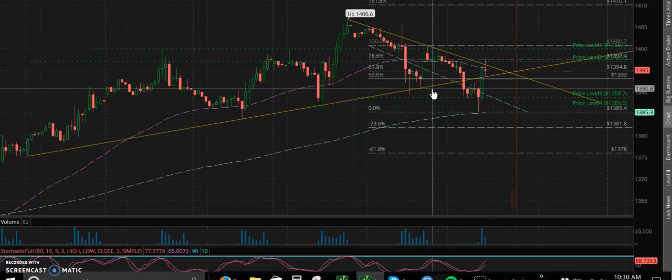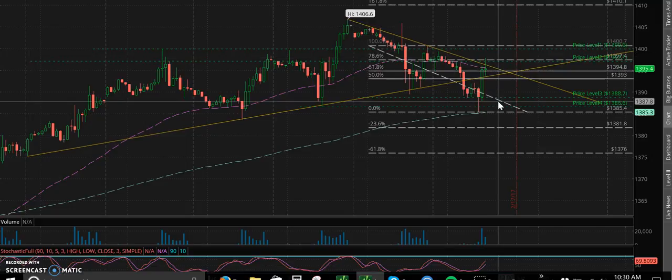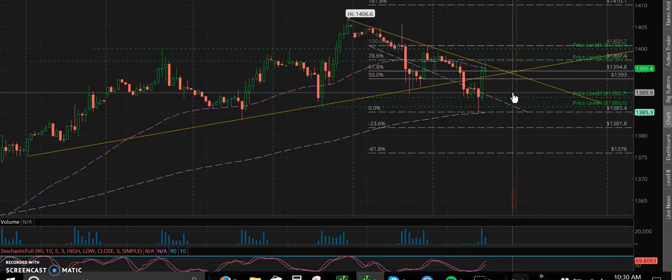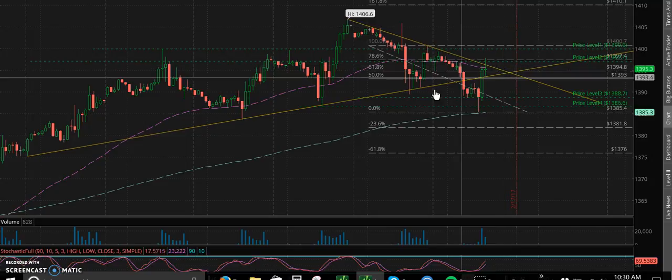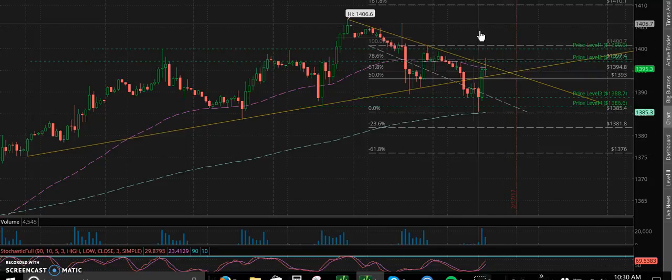Once we get below this trend line here, that's when I'm going to pull my trailer down and move it to just under break even. So I will update you guys in a bit.